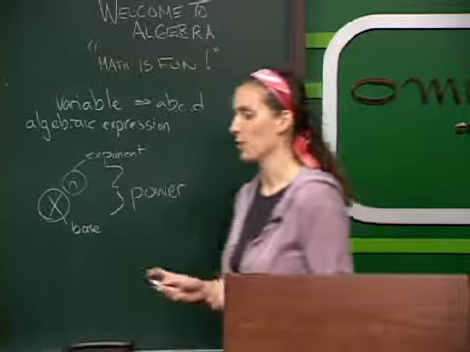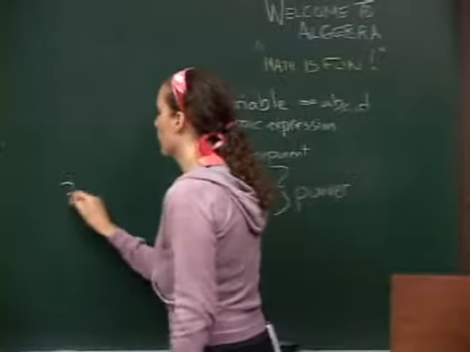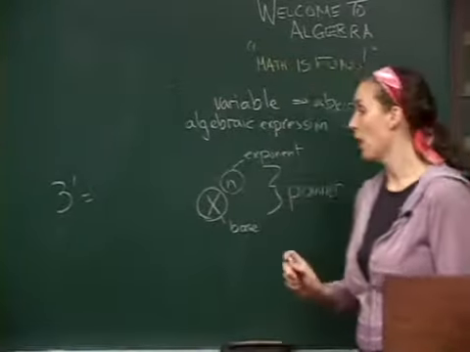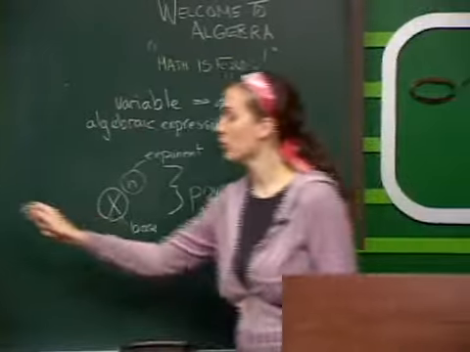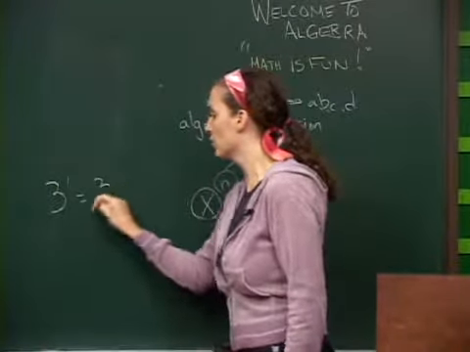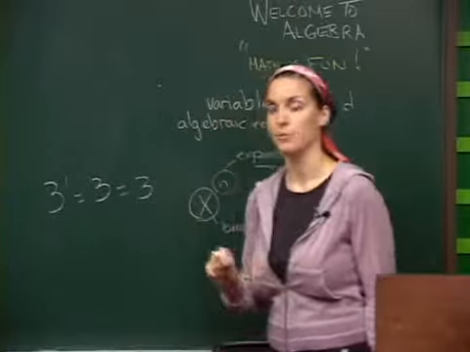Let's do a little bit more with actual numbers. So we've got 3 to the 1, and that is 3 to the first power. When you're looking at the exponents, it's just how many times this number is used as a factor. So this is equal to 3.